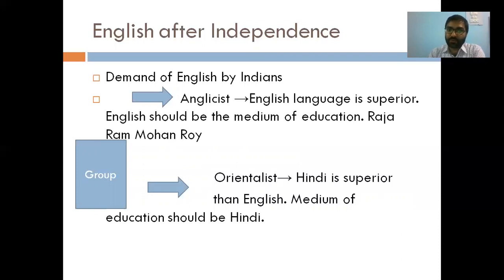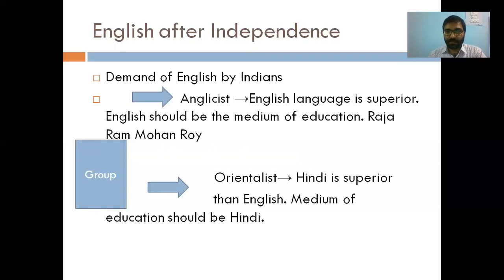First, the Anglicist group says the English language is superior and should be the medium of education, as Raja Ram Mohan Roy supported English. The second group was against it, the Orientalist group, which says Hindi is superior to English and the medium of education should be Hindi. So there were two groups regarding the English language.